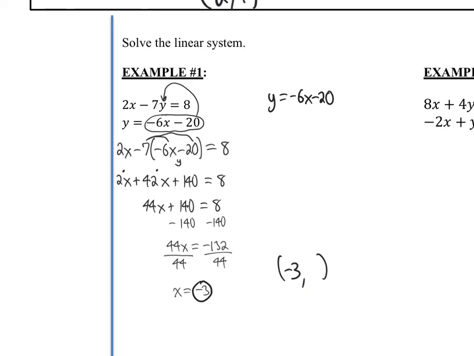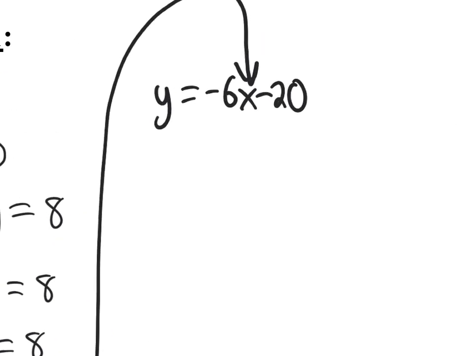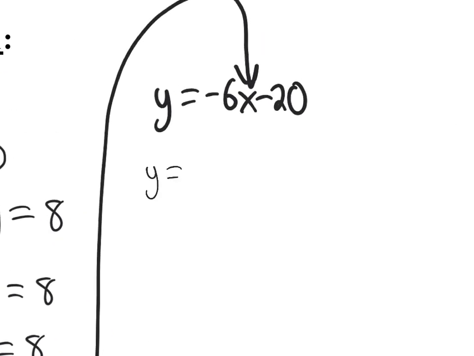Negative 6x minus 20. We're going to take this negative 3, and we're going to plug it in for x. A lot of substitution going on here. All right, so now we have y equals negative 6 times negative 3 minus 20, because x equals negative 3, so we're not changing it. This is still x right here.